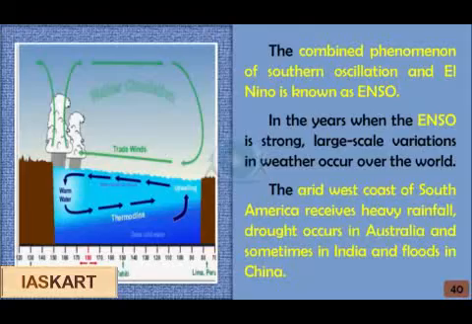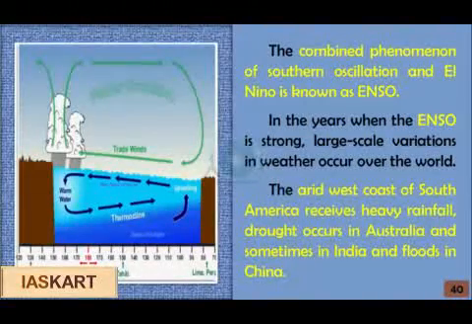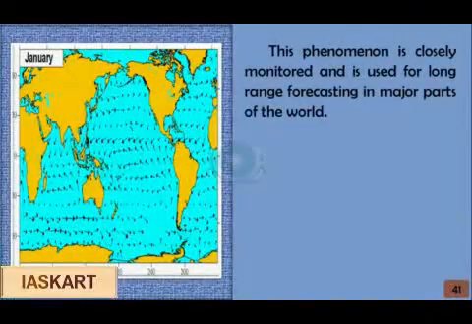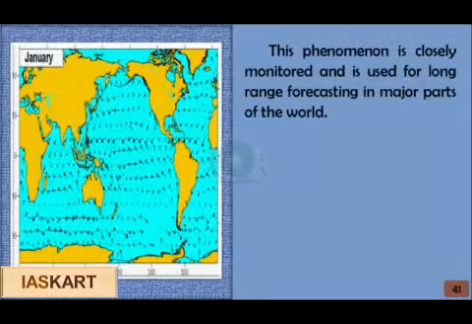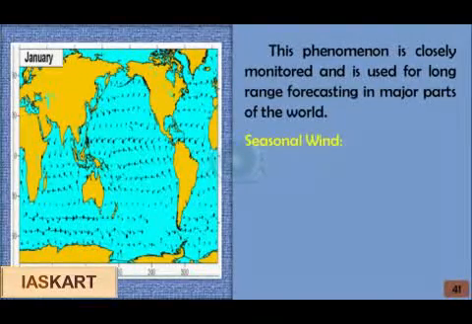The arid west of South America receives heavy rainfall. Drought occurs in Australia and sometimes in India, and floods occur in China. This phenomenon is closely monitored and is used for long-range forecasting in major parts of the world.